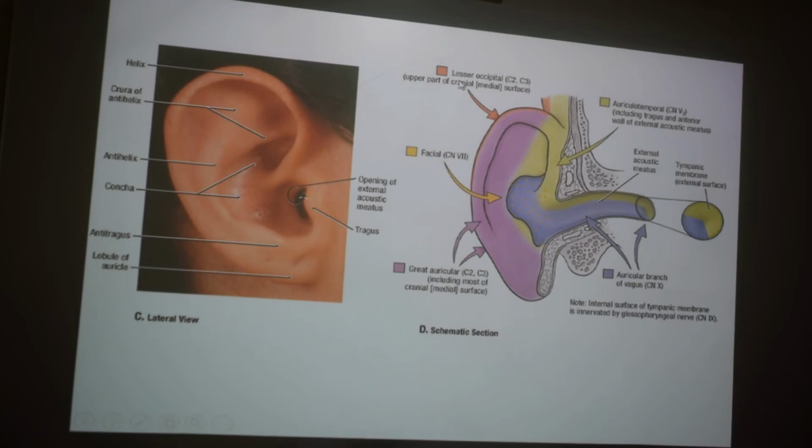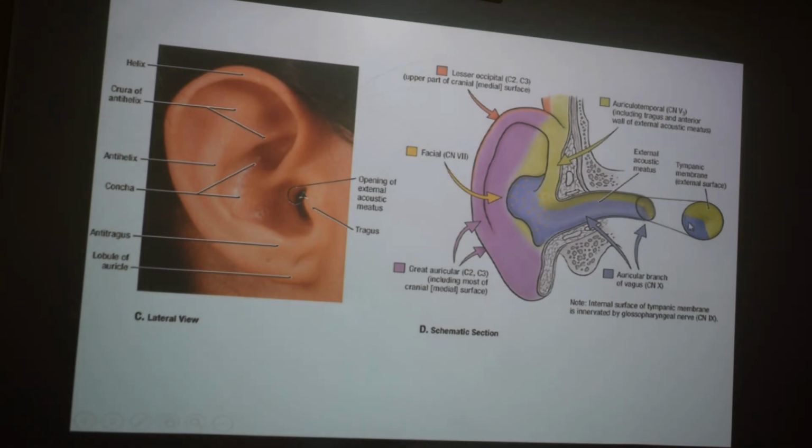Most of this lateral surface of the ear is supplied by the auriculotemporal nerve, which is a branch of the mandibular division of the trigeminal. Plus, the external acoustic meatus is also supplied posteriorly by a branch of the vagus nerve, which is called Jacobson's nerve. So there is a branch of the vagus nerve which supplies the posterior and inferior surface of the external acoustic meatus, and it also supplies part of the eardrum.